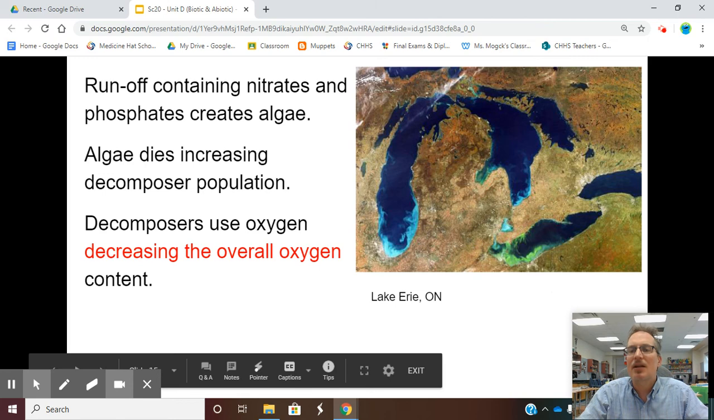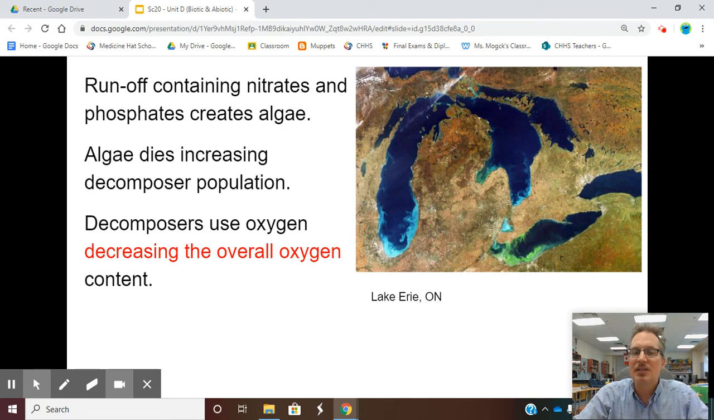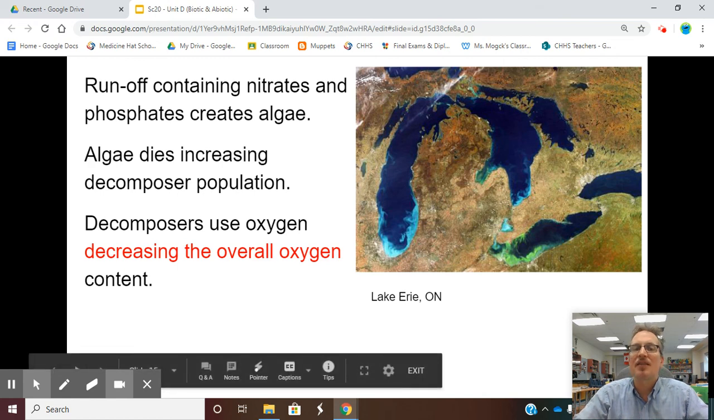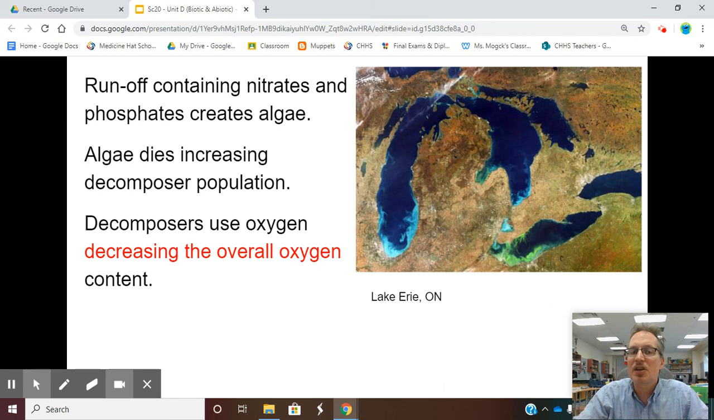The algae then dies over time, right? Because it has a lifespan and it's going to die and start to break down, increasing the decomposer population. Because the decomposers are going to eat all this algae, their population increases. They're going to use up all the oxygen. Therefore, there's not going to be enough oxygen to support all the natural life that's in this lake, like fish, trout, salmon, all that sort of stuff.